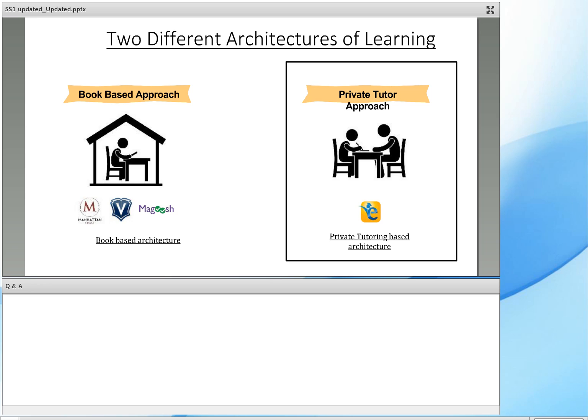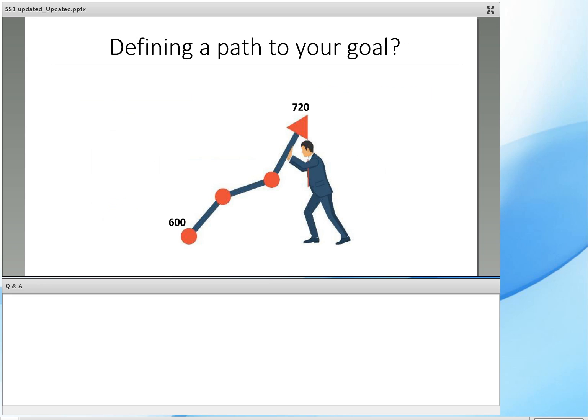And again, the example that we're going to really see is a very similar example as to how someone would go from a score of 600 to a 720. 600 seems to be a very popular scoring starting point within this segment. Now, the first step you need to do, as we talked about, is to create a study plan.